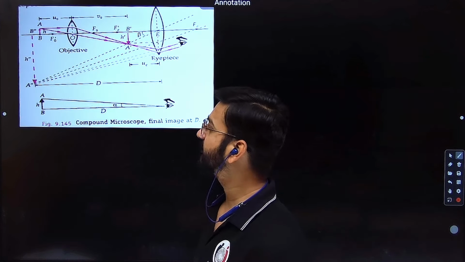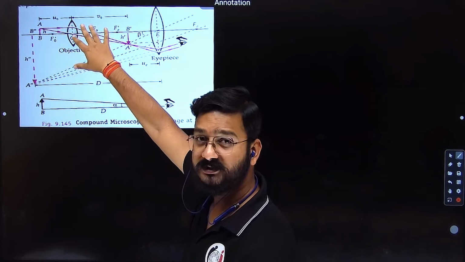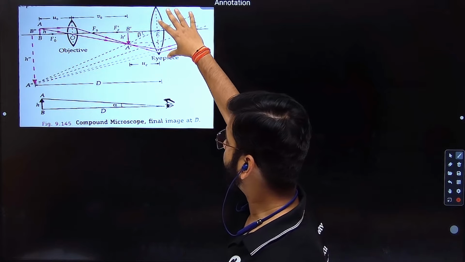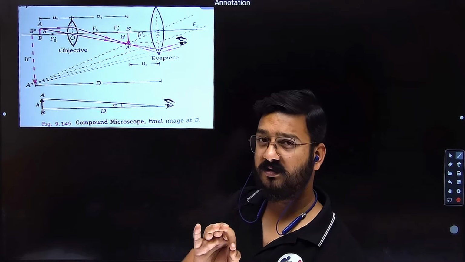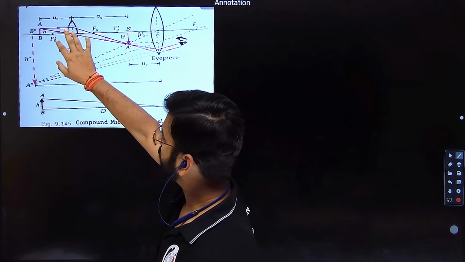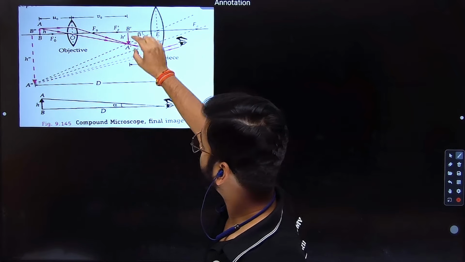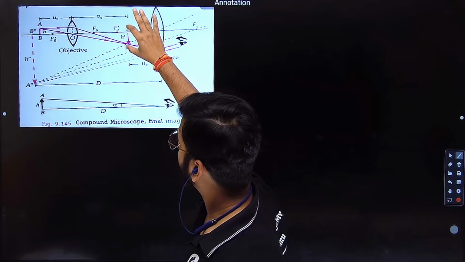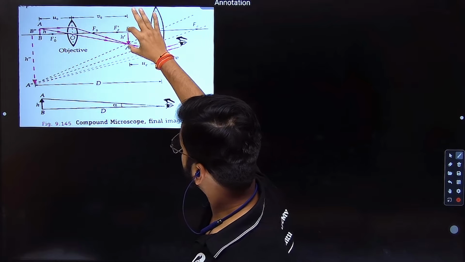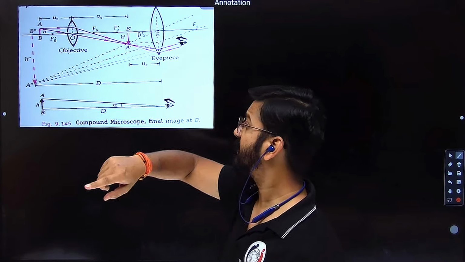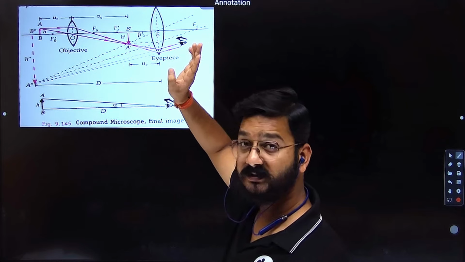Okay, students, let's discuss the ray diagram. What you can observe is that we have two lenses, objective and eyepiece. The focal length and the aperture of the objective are a bit smaller as compared to the eyepiece. Object is in front of the objective. The image of this object is formed here. So A dash B dash is the image of the object. The image formed by the objective will act as an object for the eyepiece.